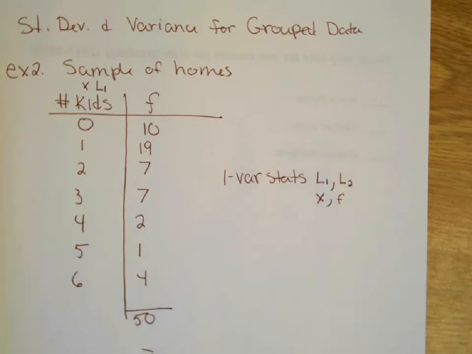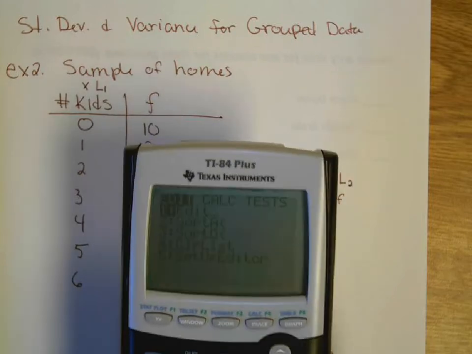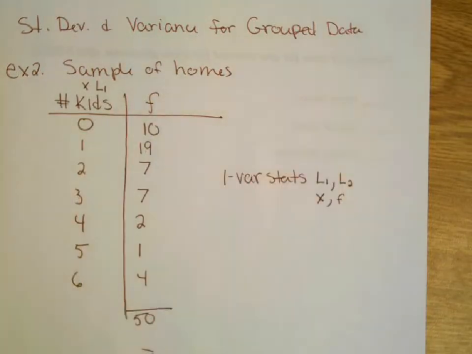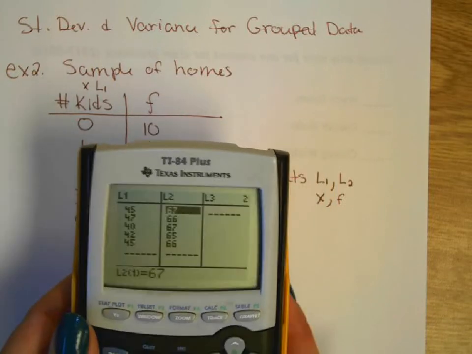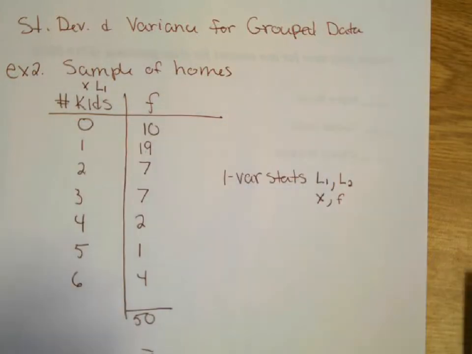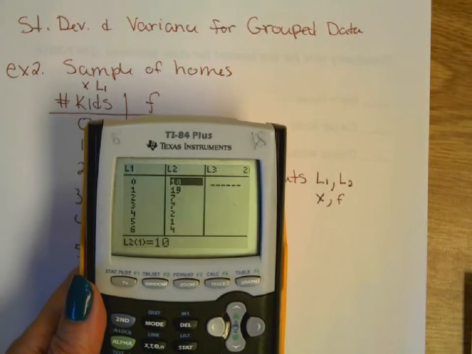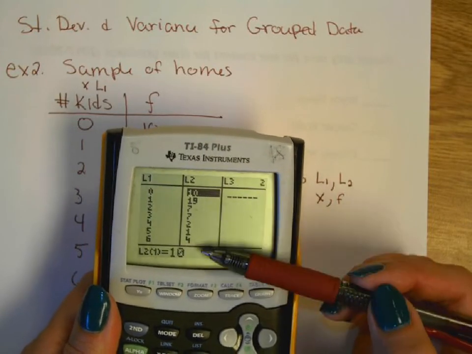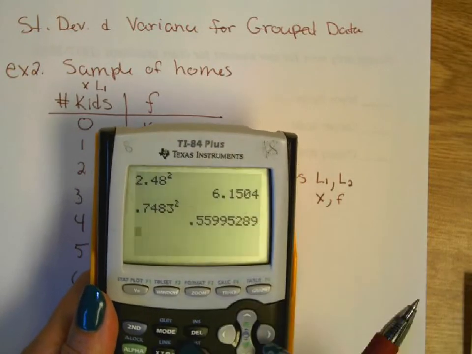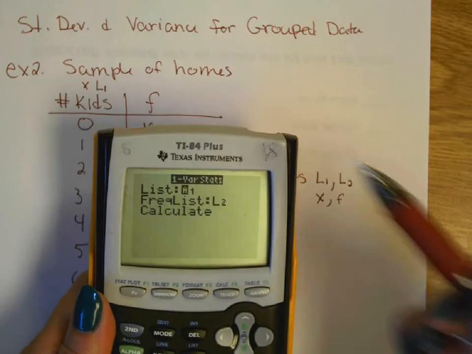So I did put these in a calculator, one of these calculators already, not that one. They're in this one, not that one. So much for me trying to save us time. There we go. So there's my kids in the house, my frequencies. So I'm going to quit. I'm going to go to Stats, Calc, 1-Var Stats.